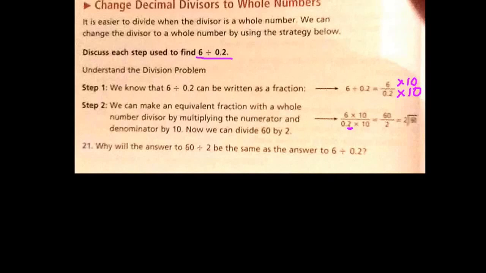Now I want to point something out. We started with a number of 6 and we finished with an answer of 30. So, as you can see, all the times in the past when you divide, you get a smaller number. When you divide by a decimal, you actually get a larger number. So it's actually more like multiplying than it is dividing.